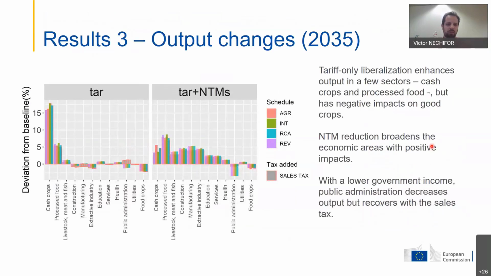On a sectoral level, we see, again, some differences between the tariff-only and tariff plus NTMs. With just the tariffs being eliminated, we see that there's a boost around the agri-food sector, so cash crops and processed foods are the ones that are growing the most. We also see, as a first sign of a decrease in government revenue, and here, due to the closure rule we adopted, a drop in spending in public administration, so we see a negative impact here.